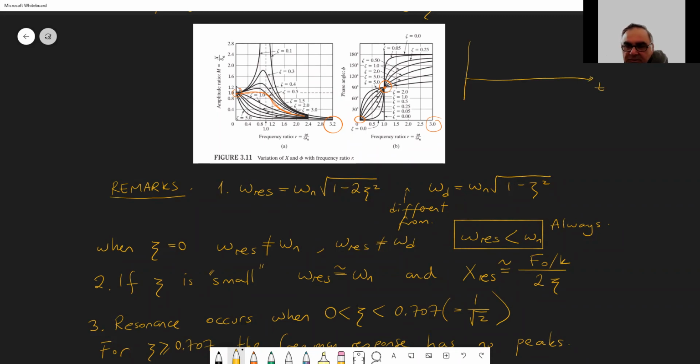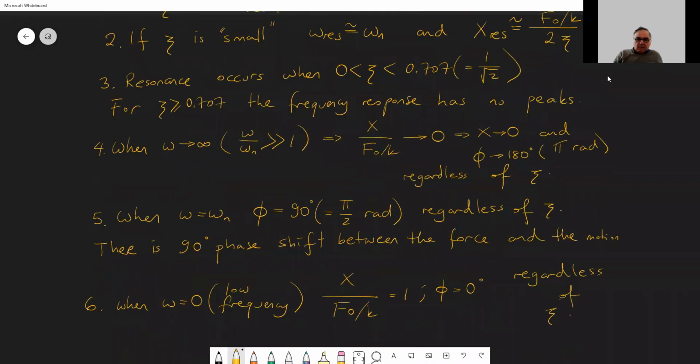The time response would be something like this, okay? This is the time response, whereas this is the frequency response. These are two different things. They might express similar things, but the transition from one to the other is not straightforward. Okay.